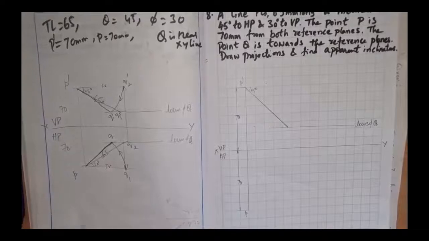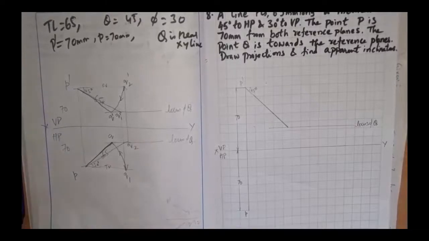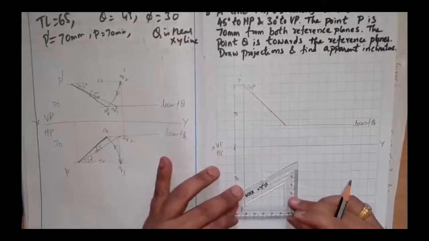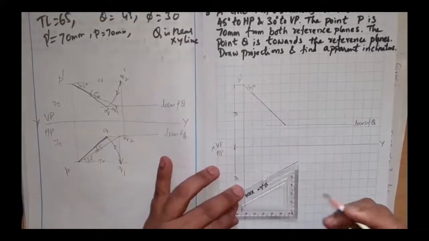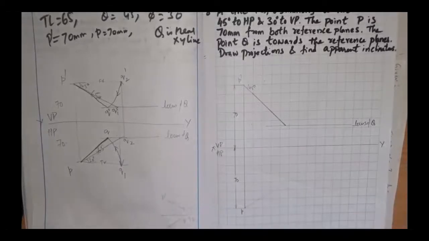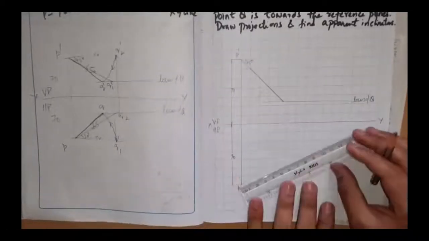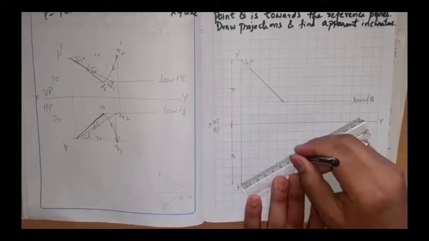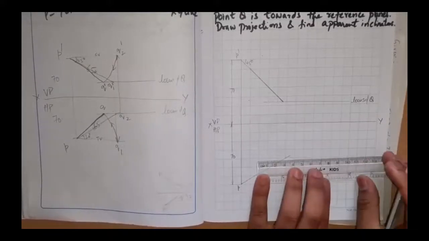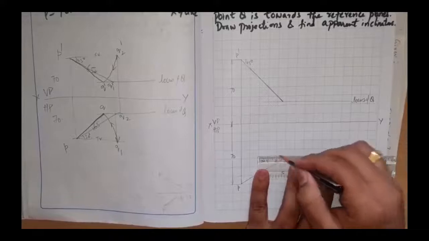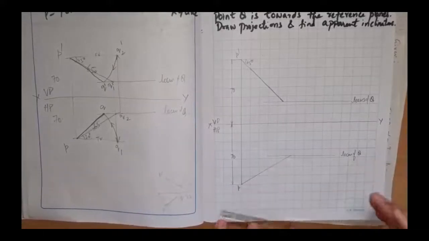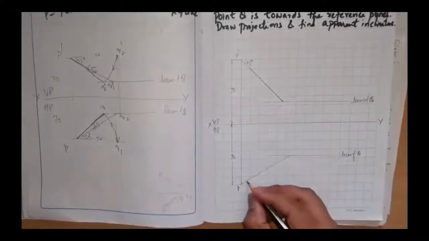Next, protractor or set square. I'm using one more set square here for 30-degree to draw 30-degree line. I draw a 30-degree line using the set square and marking 65 mm the true length. 65 mm true length. I am marking it here and identifying the locus of Q in front of VP. So this is true inclination.